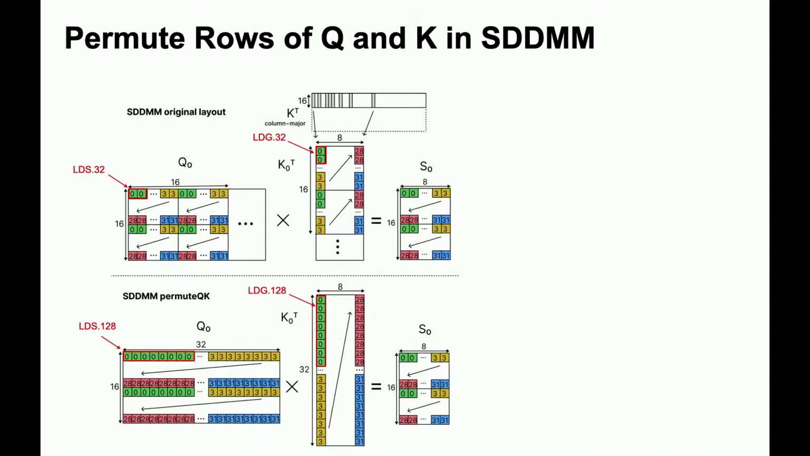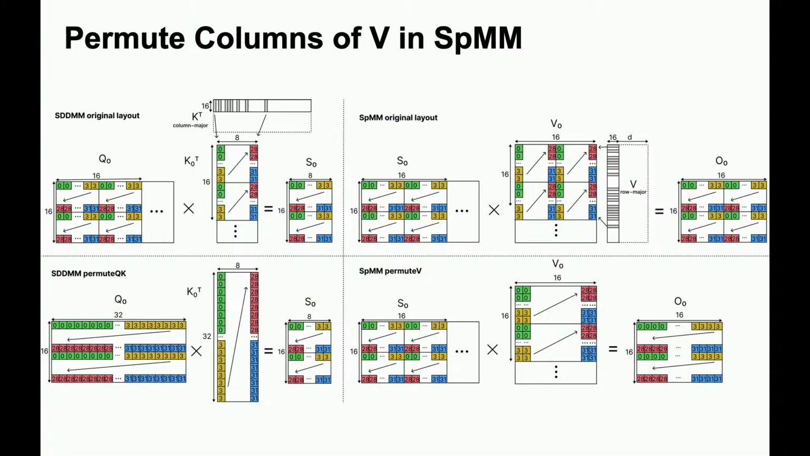So one way we address this is to do a permutation of the rows of Q and K. And you end up with this layout where now each thread can load 128 bytes coalesced. So some way to trick it. But the point here is not the optimization. The point here is this inherent mismatch when you're trying to use dense computation for a sparser problem. And for SPMM, we do something different where we permute the columns of V again.